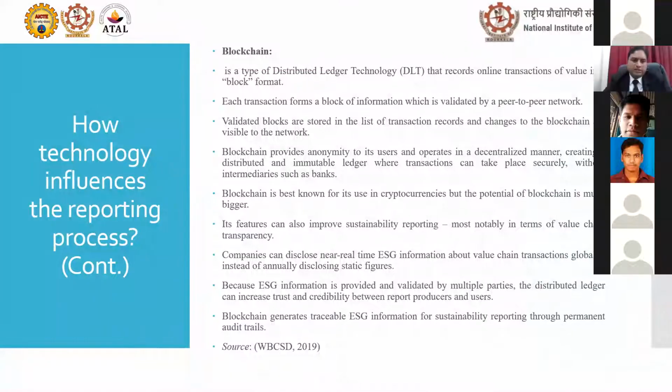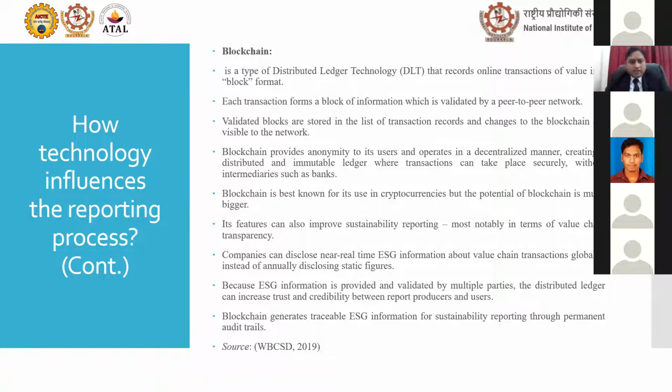This is a technical thing, but I'll tell you how this is helping in ESG reporting. See, its features can improve sustainability reporting, most notably in terms of value chain transparency, right? So companies can disclose near real-time ESG information about value chain transactions, instead of annually disclosing their statistic figures. So on a real-time basis, as it happens, it gets processed. So information is available on a real-time basis.